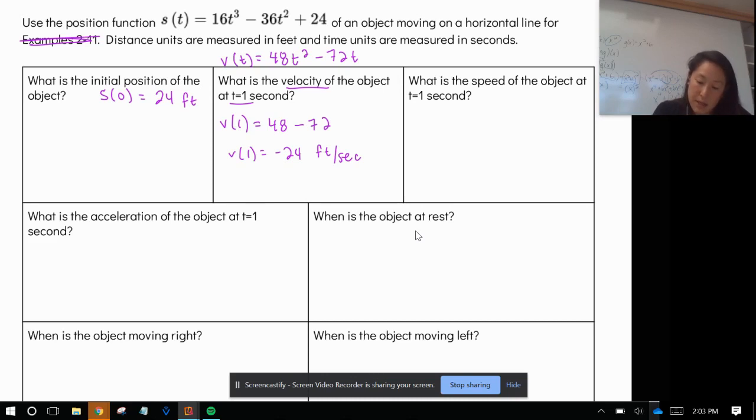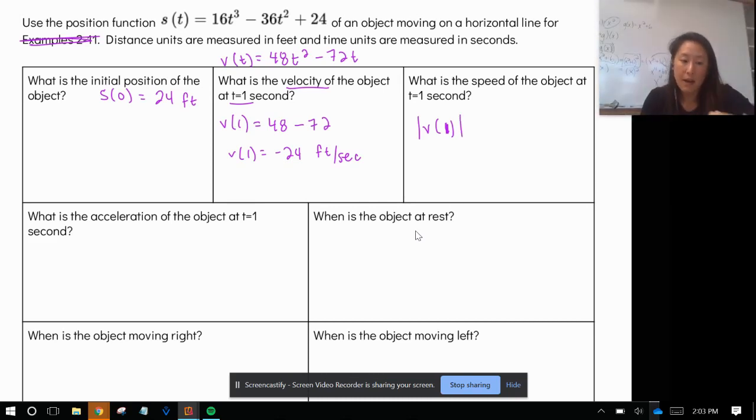Speed. What is the speed of the object at time 1? Speed is equal to the absolute value of the velocity. So I have v of 1 was negative 24, so the speed would be 24 feet per second. It doesn't matter what direction we're going, left or right, just how fast we're moving.